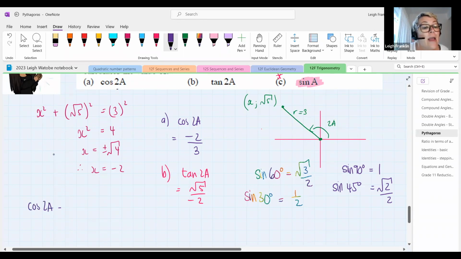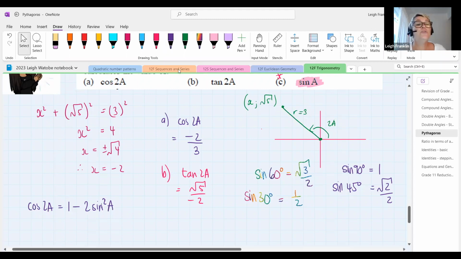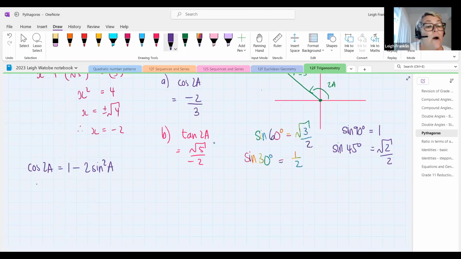Cos 2a is very, very useful because it can be used to calculate cos a and sine a, because cos 2a is equal to 1 minus 2 sine squared a. So you can solve for sine a using this formula. Then you would sub in. In other words, we know what cos 2a is equal to from our diagram. In this case, it's equal to minus 2 over 3, which equals 1 minus 2 sine squared a. So we are going to solve for sine a.